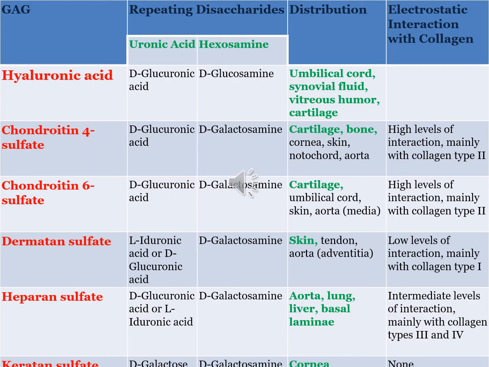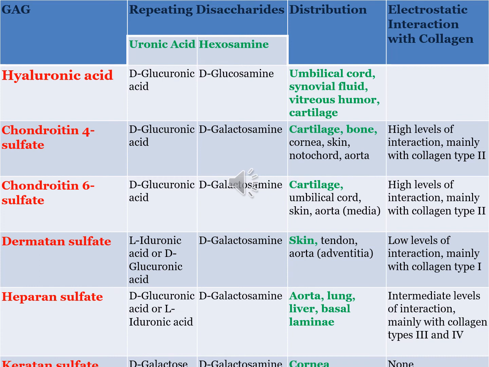So the different classification of GAGs: first of all you have hyaluronic acid, and then you have other GAGs. Hyaluronic acid is a non-sulfated GAG. It is comprised of glucuronic acid and glucosamine. It is distributed in the umbilical cord, synovial fluid, vitreous humor and cartilage. The others are sulfated GAGs, and these include chondroitin 4 sulfate, chondroitin 6 sulfate, dermatan sulfate, heparan sulfate, and keratan sulfate. So you have 5 sulfated GAGs and one non-sulfated, which is hyaluronic acid.